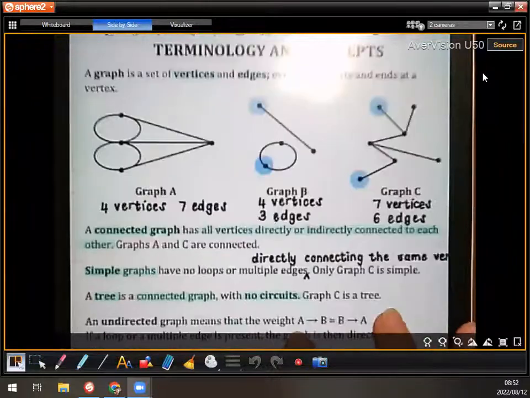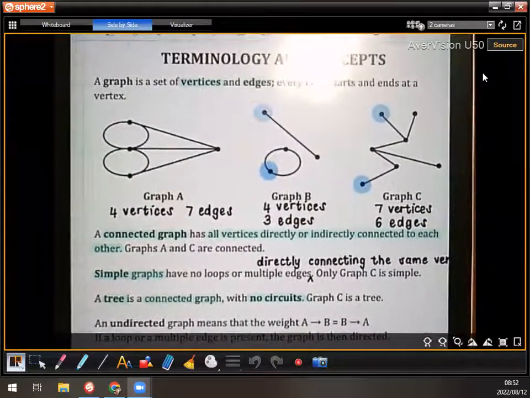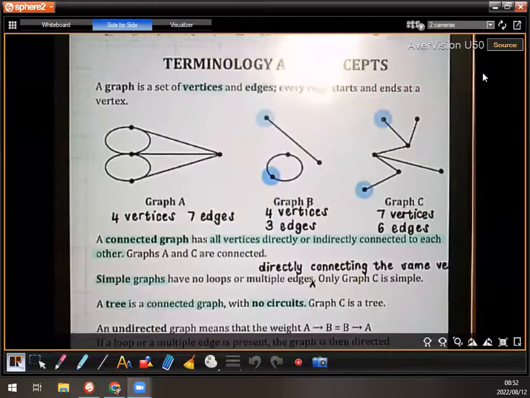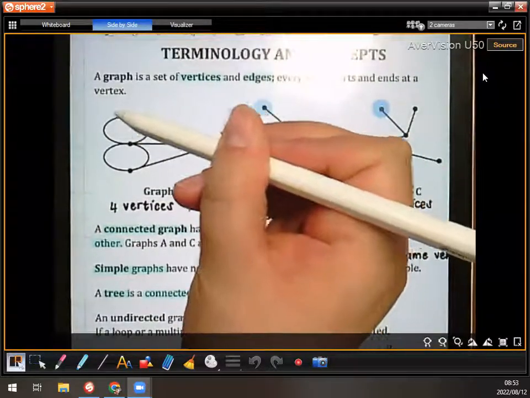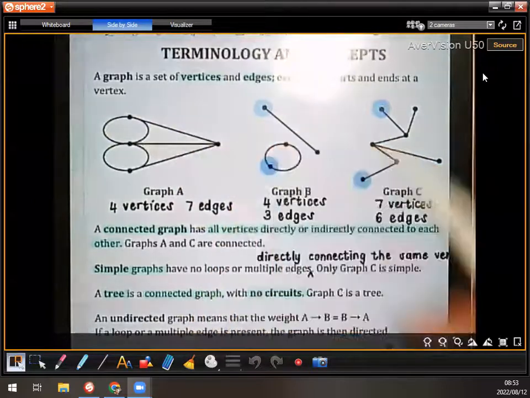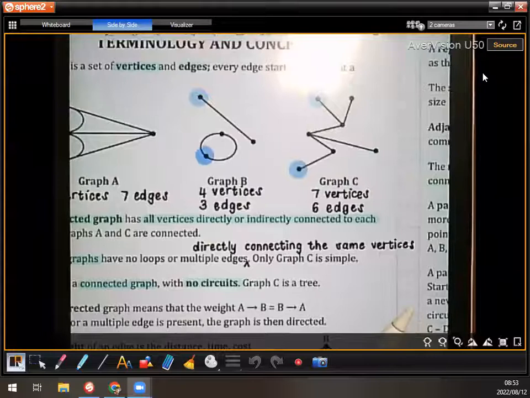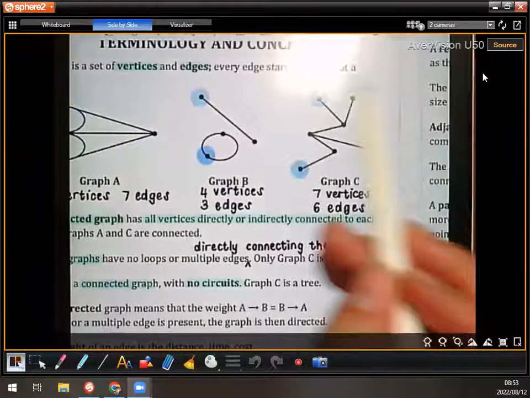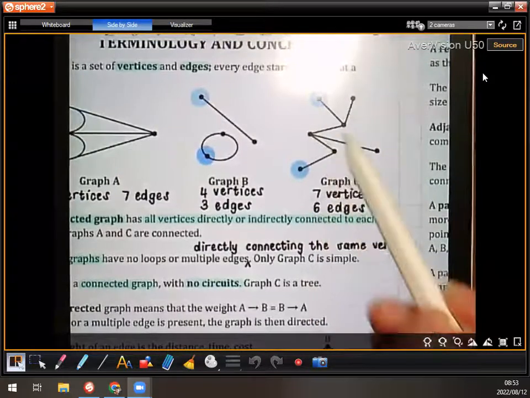Two vertices, if there are more than one edge connecting the same two vertices directly. There are multiple edges directly connecting the same two vertices. So if you're looking at these two, there's one edge, there's the second one. They have to be directly connected, from one straight to the next, not indirectly like this. You can see all of these vertices are connected, but indirectly.